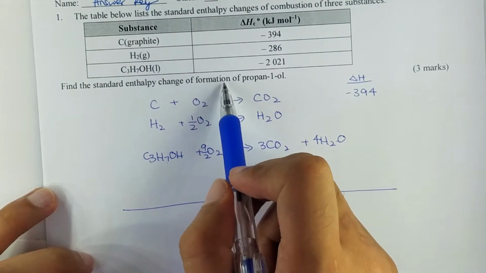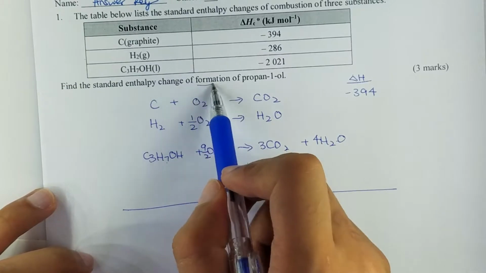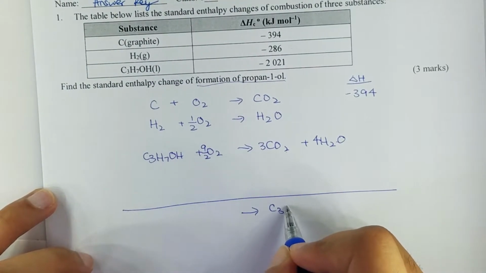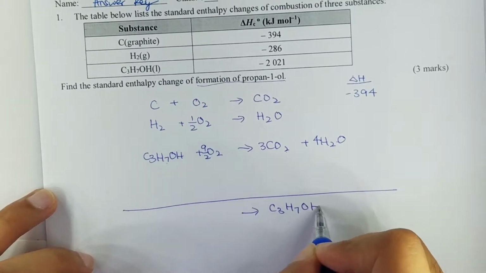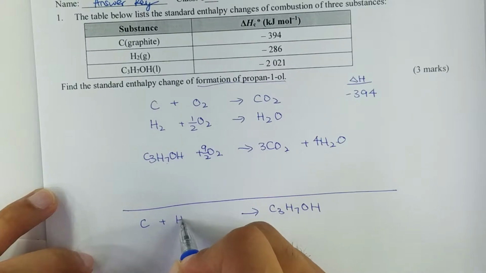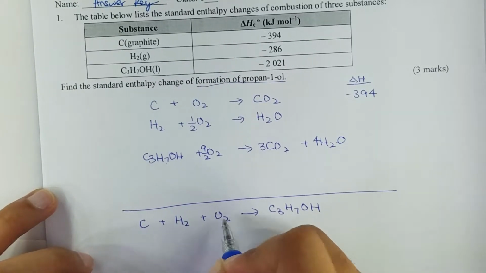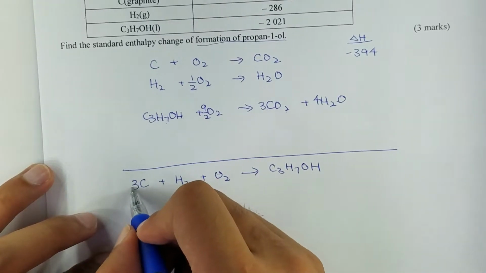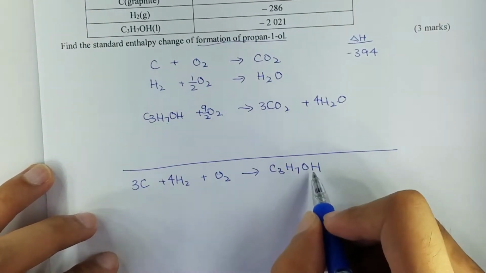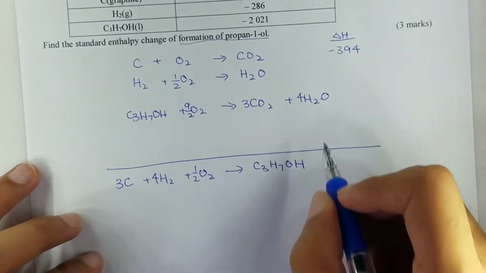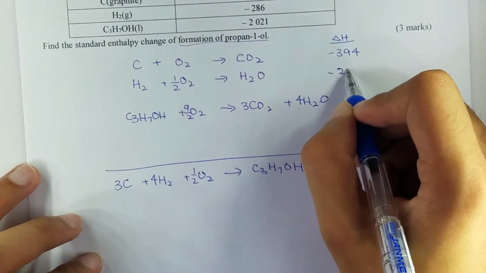Now, of course, we have to form propan-1-ol, formation of propan-1-ol. So C3H7OH, we have to form this. So with carbon, hydrogen, and oxygen. So balance this again. 3, 4, and we have half of oxygen because 1 oxygen is here. So I'll write this down here as well.